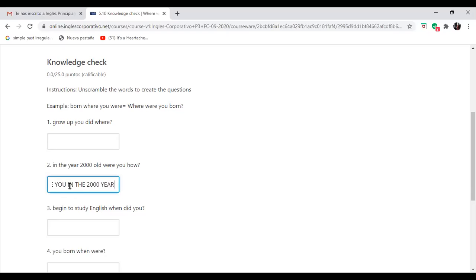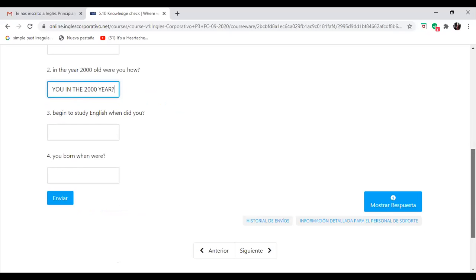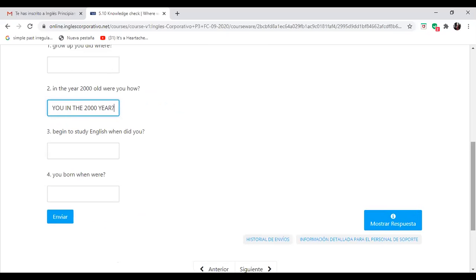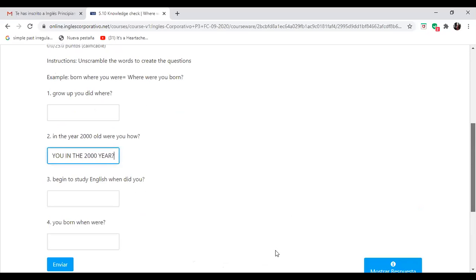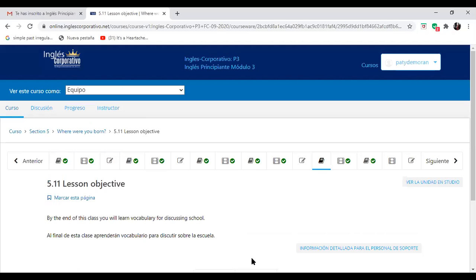Remember, if the question doesn't have a question mark, you have to add it, because if you don't add it, it will give you a mistake or an error in the platform. So how old were you in the 2000 year? Okay, with the question mark. And that's the way you need to continue asking the questions. Remember that here you're going to type, right? So you need to be careful in the way you do it in order that the platform takes all these answers as right. Okay, later for tomorrow, we are going to continue with the 5.11.